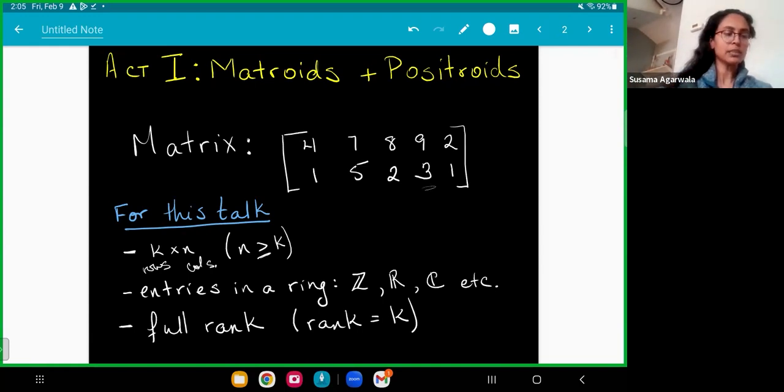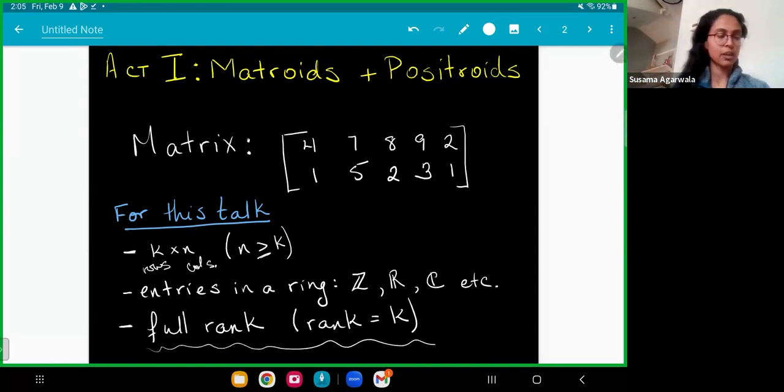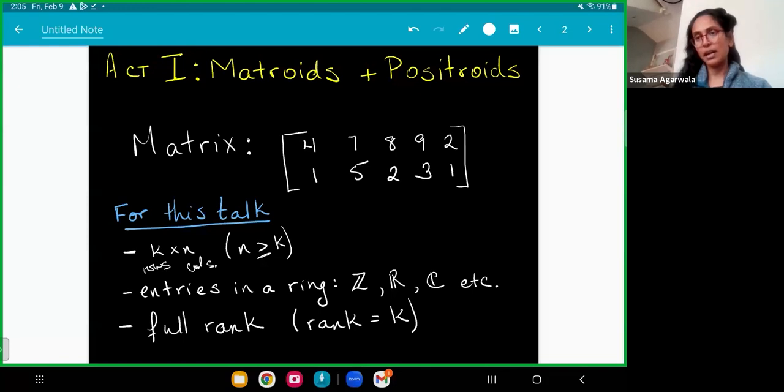All of my entries are going to be in some sort of a ring. They can be in Z, they can be in R, they can be in C, they can be whatever. By and large, I'm going to be looking at entries in R, but that is going to change a little bit. The other thing I am going to require here that's special is that my matrices are full rank.